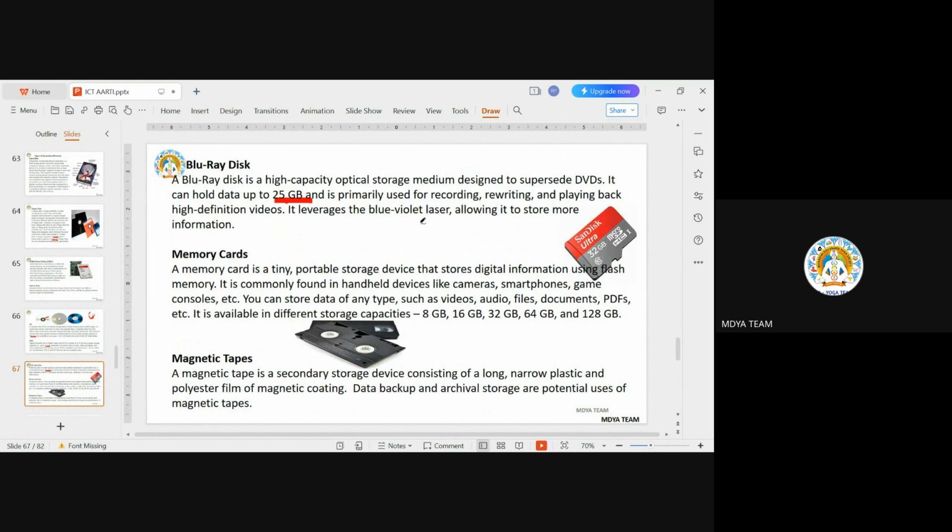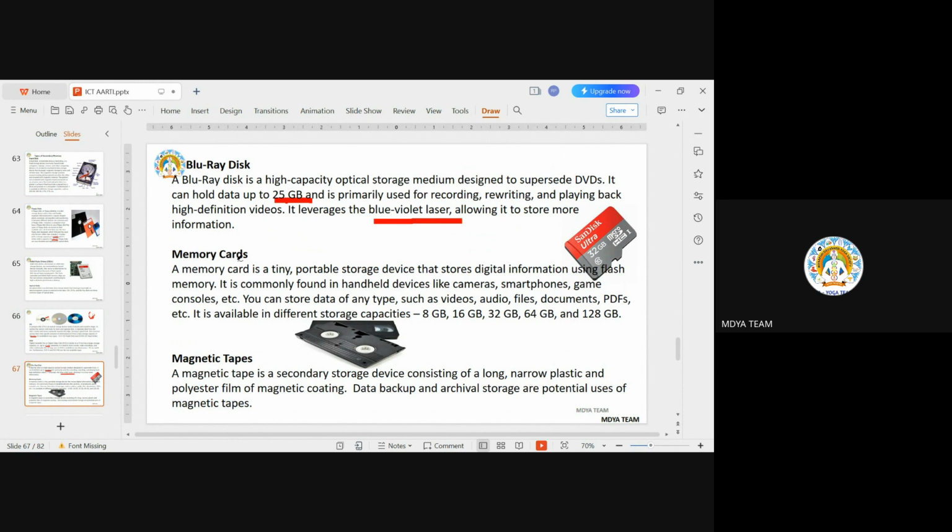What type of laser is used in this Blu-ray disc? Why is it called Blu-ray disc? Because a blue violet laser is used to store the data. The major differences between Blu-ray and DVDs are the capacity of the storage, and the blue violet laser that is used to store the data.